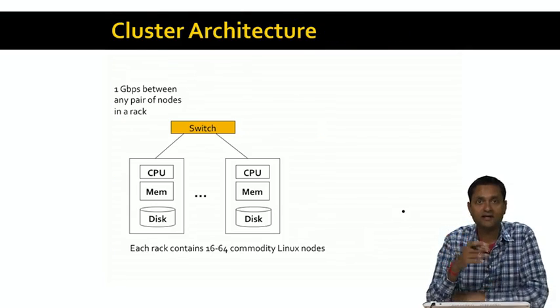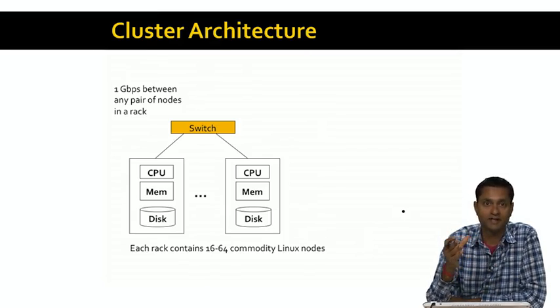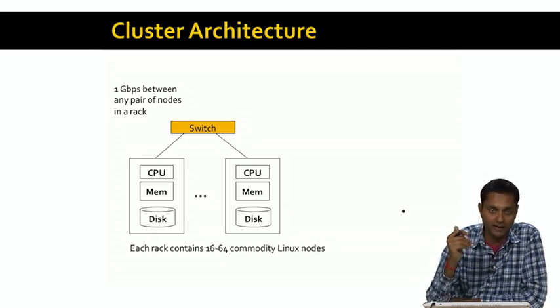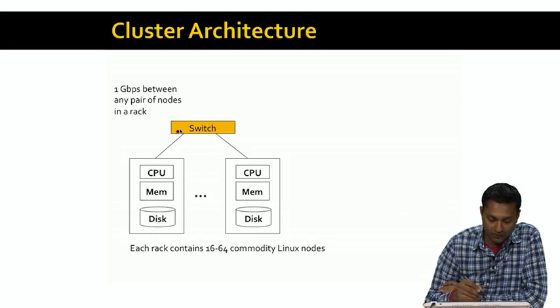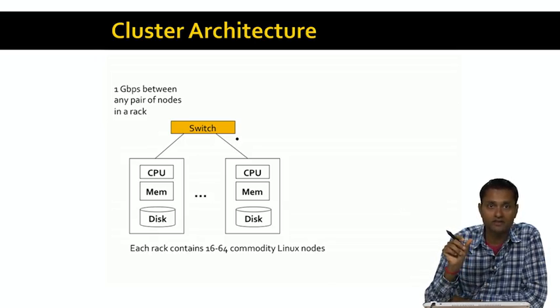And the standard architecture that has emerged for cluster computing is something like this. You have racks consisting of commodity Linux nodes. You go with commodity Linux nodes because they are very cheap. And you can buy thousands and thousands of them and rack them up. You have many of these racks. Each rack has 16 to 64 of these commodity Linux nodes, and these nodes are connected by a switch. And the switch in a rack is typically a gigabit switch. So there's 1 gigabit per second bandwidth between any pair of nodes in a rack.